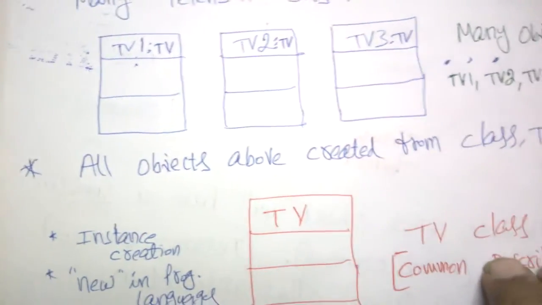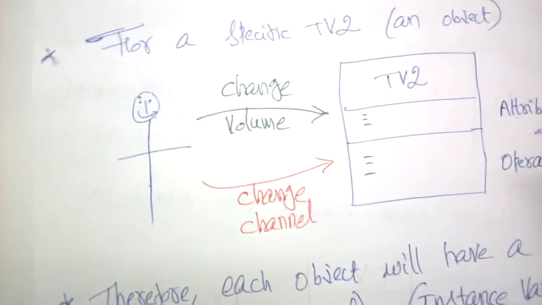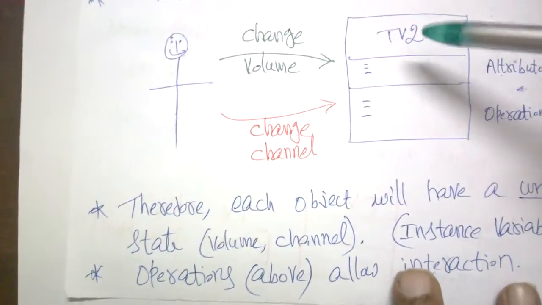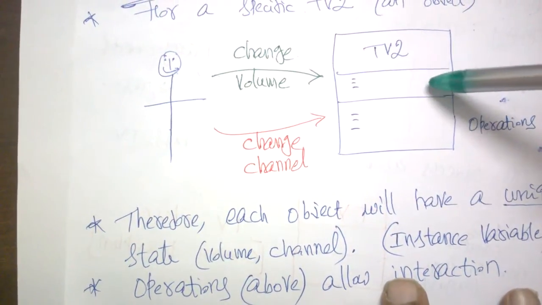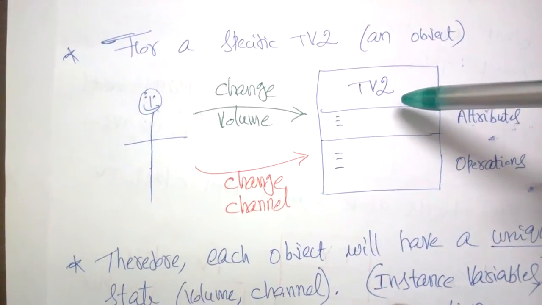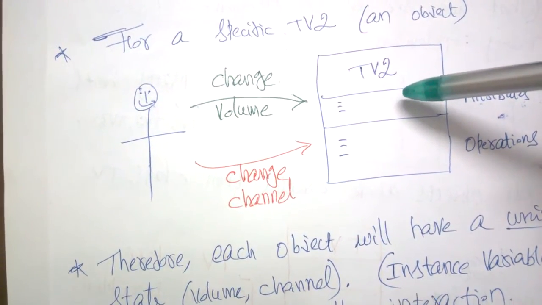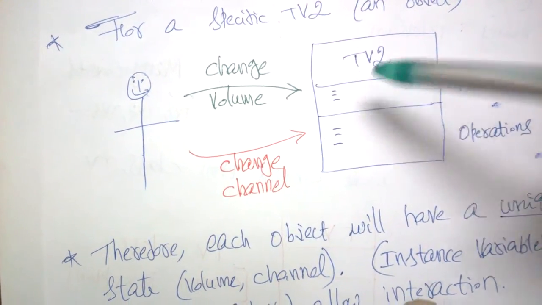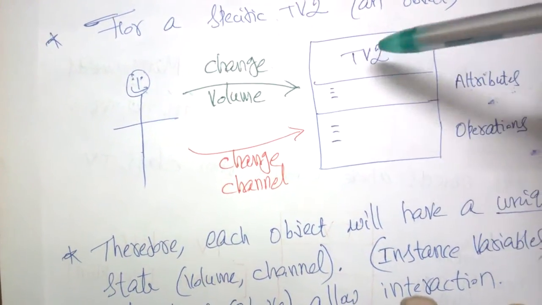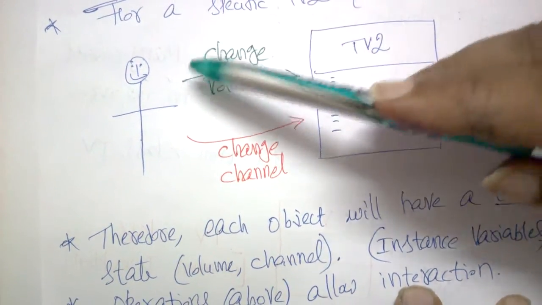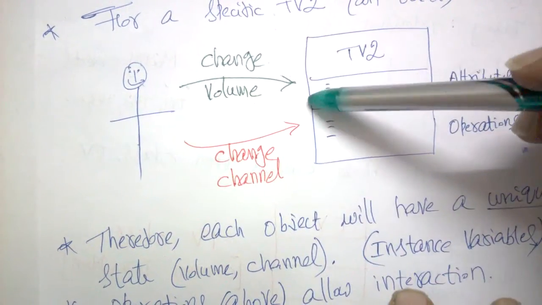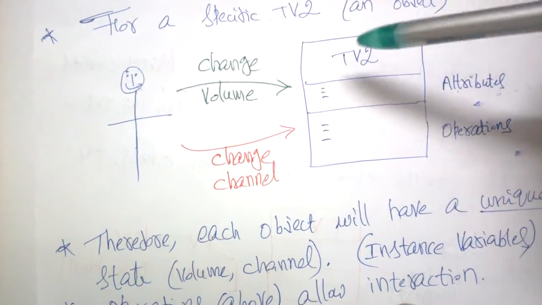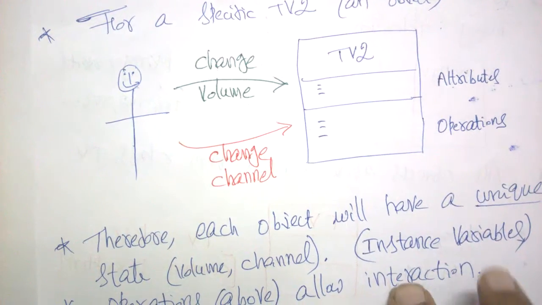Now, when we talk about objects, we also need to understand that each object has a unique state. One television has a specific volume and channel, another one has another volume and channel, and so on. And each object needs to be operated upon. Let's say a human operates volume change and channel change. With these operations, these objects are operated upon.